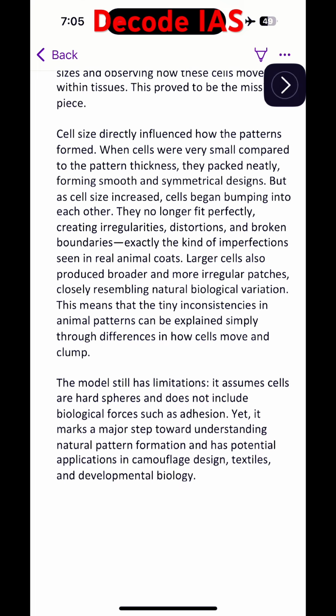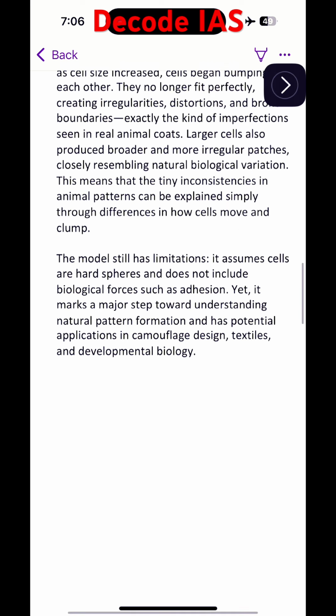When cells were very small compared to the pattern thickness, they packed neatly, forming smooth and symmetrical designs. But as cell size increased, cells began bumping into each other. They no longer fit perfectly, creating irregularities, distortions, and broken boundaries, exactly the kind of imperfections seen in real animal coats. Larger cells also produced broader and more irregular patches, closely resembling natural biological variation.